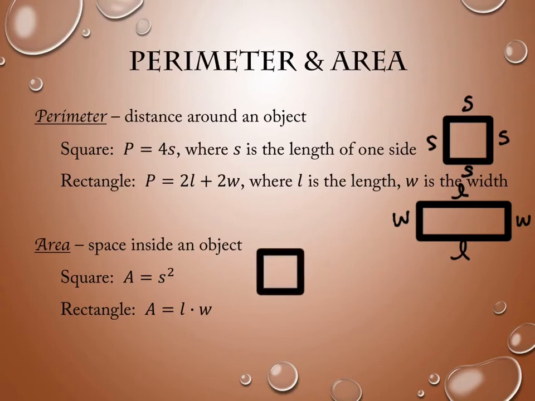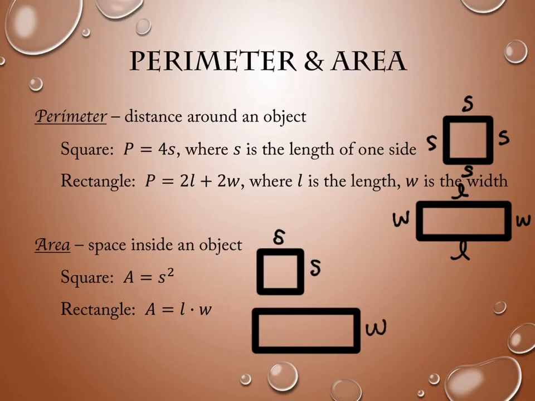And basically what you're doing is you're multiplying the dimensional lengths. So if there's a square that has all 4 sides the same, the 2 side lengths, s and s, are the same. So when you multiply s times s, you get s squared. But when you're working with a rectangle, of course, the length and the width are not necessarily the same. So when you multiply the 2 dimensions together, you get length times width.